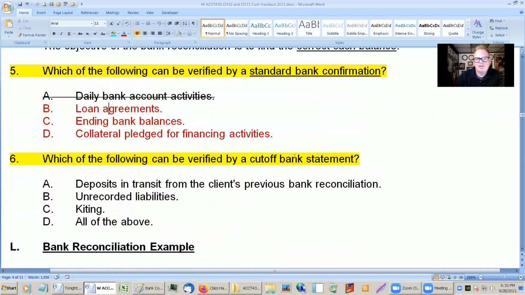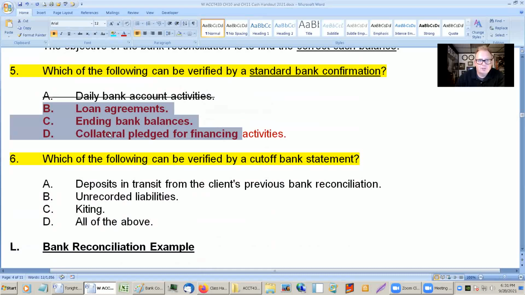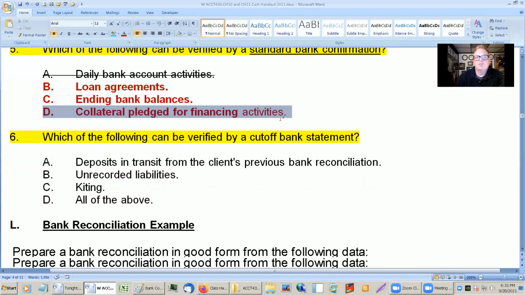Well, I showed you guys didn't have the loan agreements, but the loan agreements will say the term of the loan, the interest payments on the loan, the collateral you must have, all that would be in there. It will have the ending balances. It won't have any activities, but it will say at year end, this is what was in the account. And it will also say the collateral pledged for financing activity.